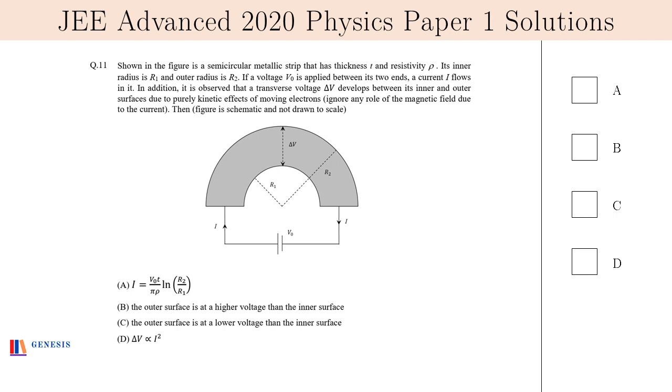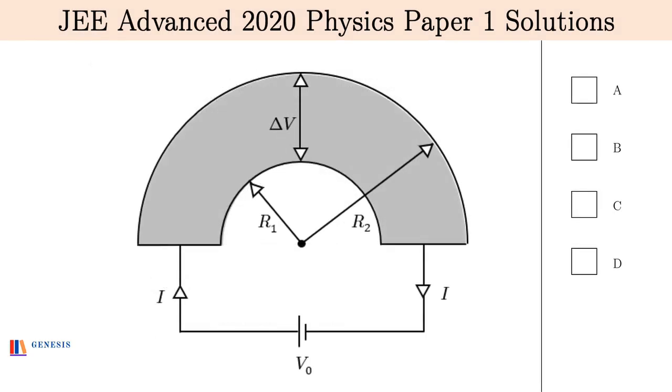In the question, a semicircular metallic strip of thickness T and resistivity rho is shown, and the current is flowing through the metallic strip. Now they're saying that a transverse voltage delta V develops across the strip, and 4 options are given in which we have to find the current, and we have to see which edge of the surface is at higher potential and what is the relationship of the transverse voltage with the current.